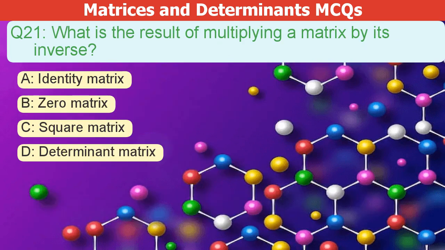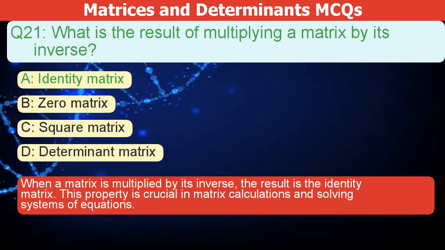What is the result of multiplying a matrix by its inverse? A. Identity matrix. B. Zero matrix. C. Square matrix. D. Determinant matrix. The correct answer is A. The result of multiplying a matrix by its inverse is the identity matrix. This property is crucial for matrix calculations and solving systems of equations.